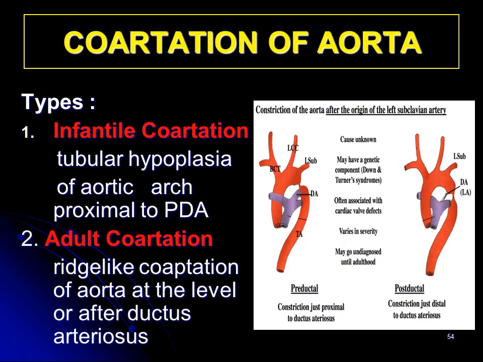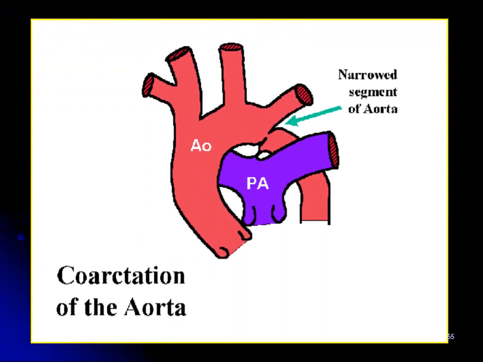Coarctation of the aorta may occur as an isolated defect or in association with various other lesions, most commonly bicuspid aortic valve and ventricular septal defect. This is a schematic picture of a coarctation of the aorta showing a constricted segment of the aorta at the level of the ductus arteriosus. This is an adult type of coarctation of the aorta.